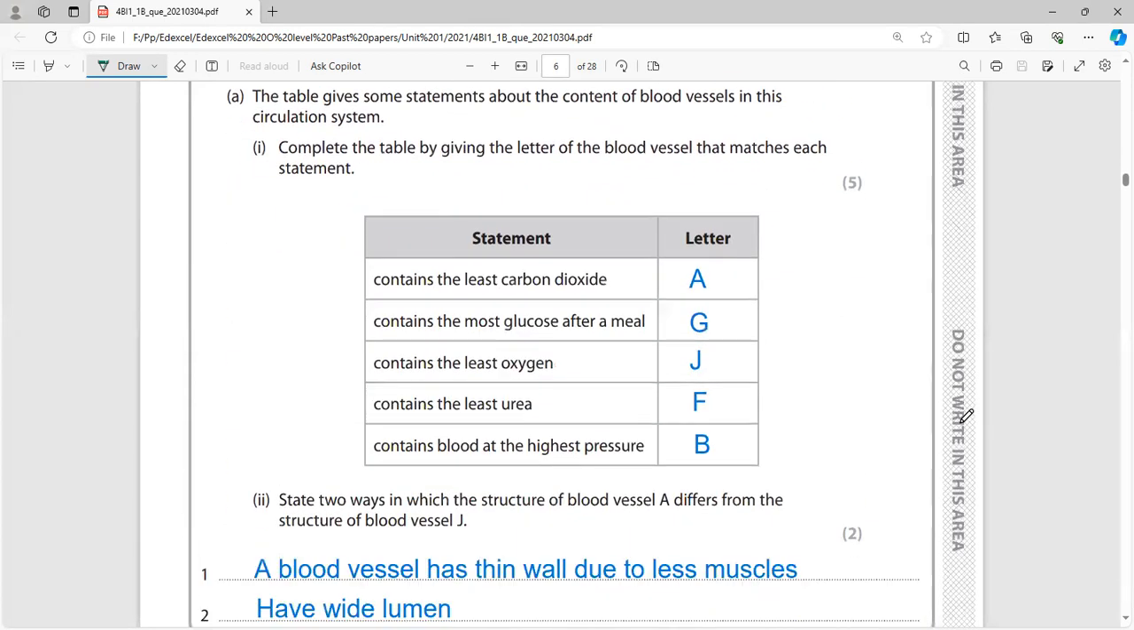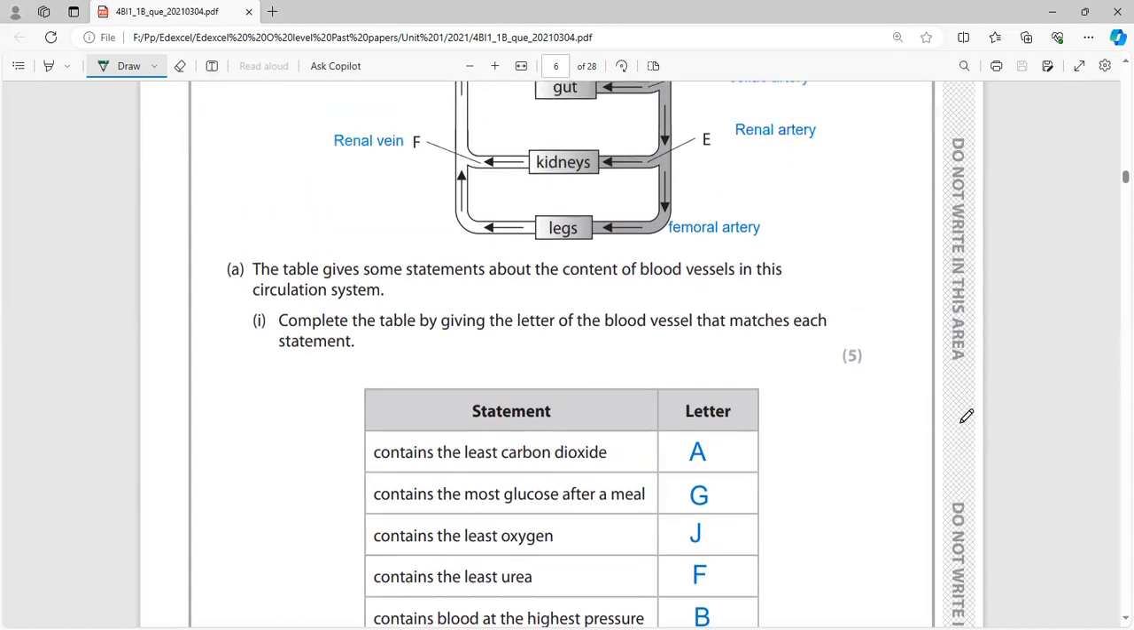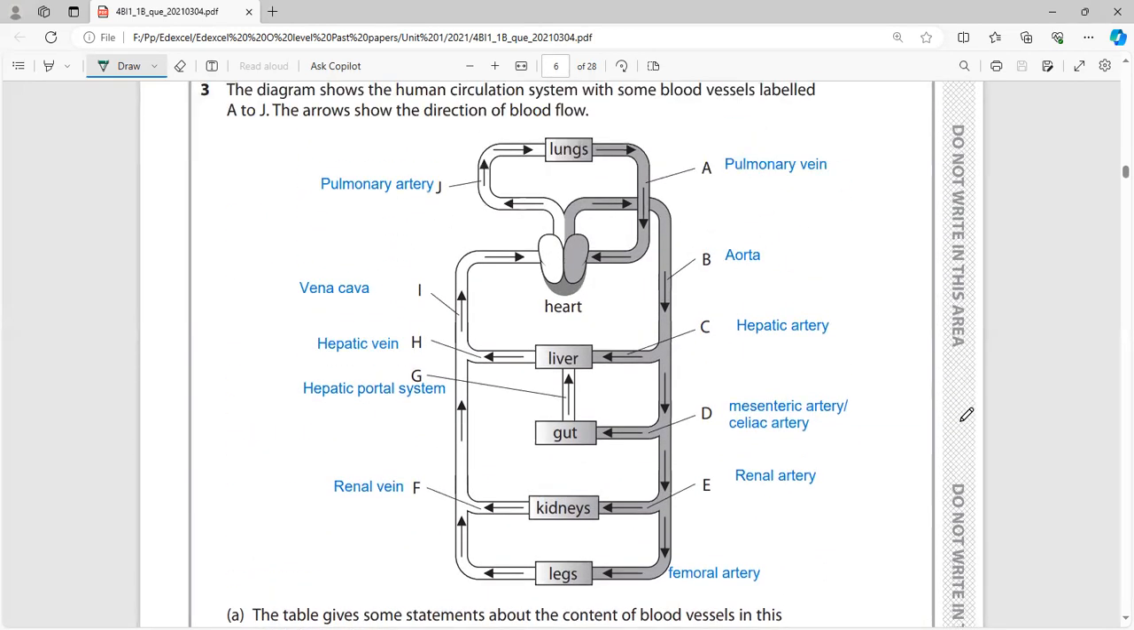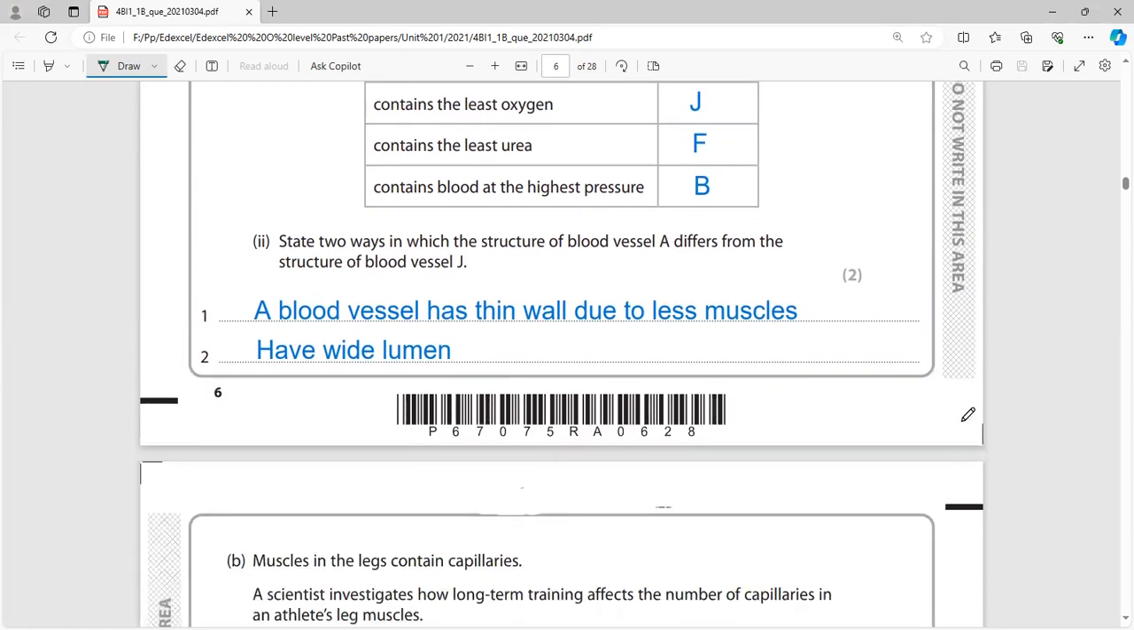The last question is, which contains the blood at the highest pressure? The blood coming out from the heart has the highest pressure. The aorta is the largest artery present in our body, and this largest artery comes from the thickest part of the heart, the left ventricle. This left ventricle is more muscular and has the thickest wall of the heart. That's why it is producing the highest pressure. So B will be our correct answer, that is the aorta. We're going to move to the next question.